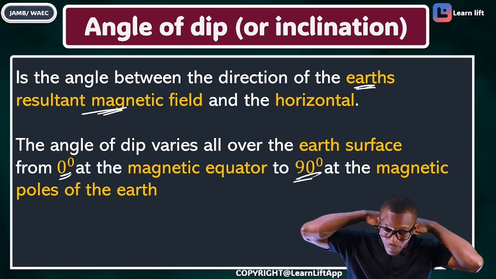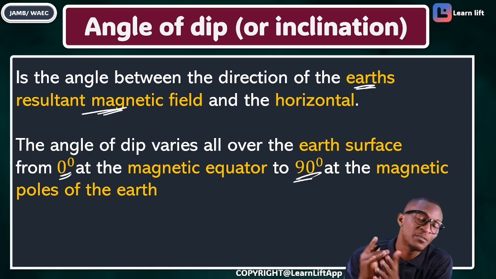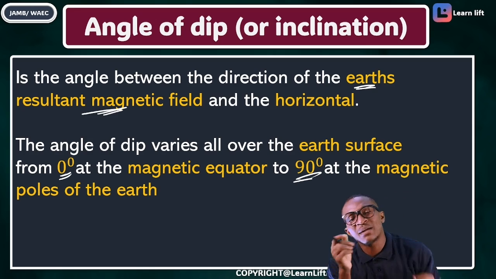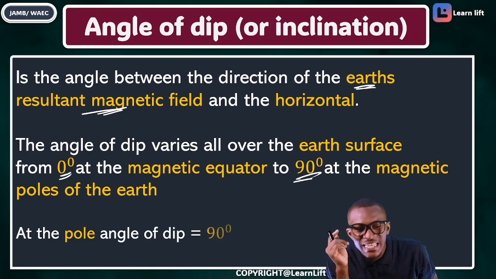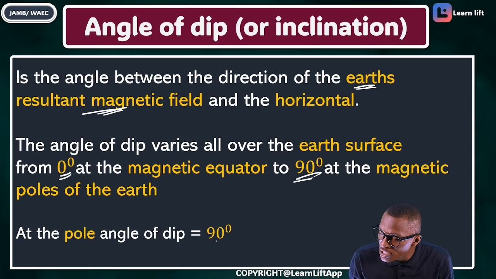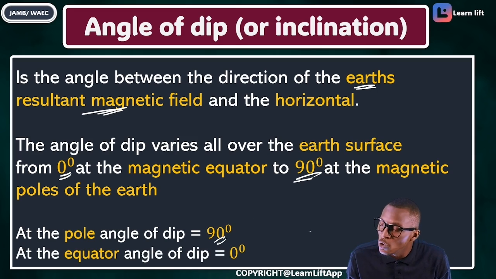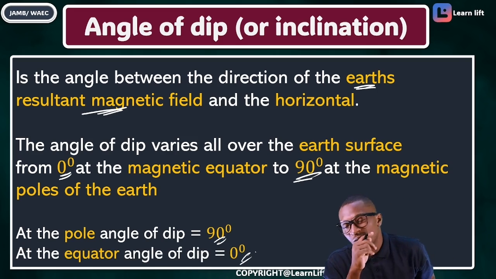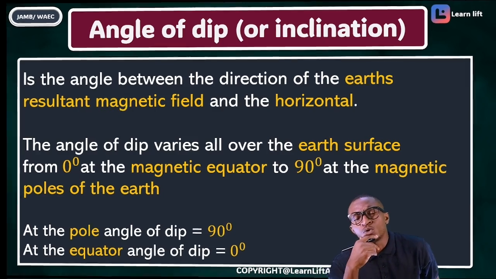Everybody, what's the angle of dip, or the angle of inclination? The angle of dip is the angle between the earth's magnetic field and the horizontal. We say that at the pole, it is 90 degrees, while at the equator, it is 0 degrees. No question here. If you have any question here, I'm going to blow you.